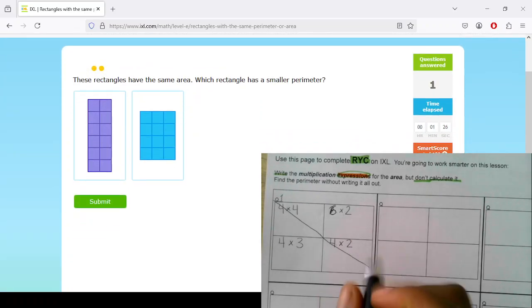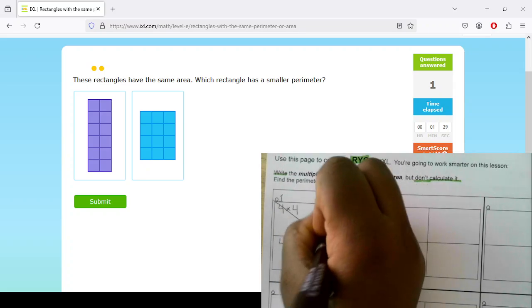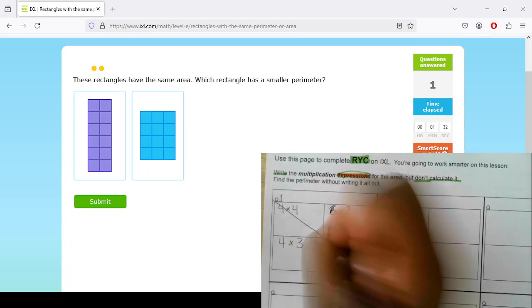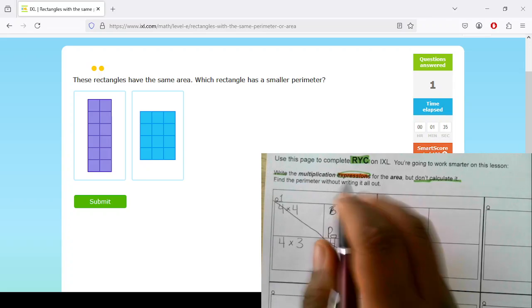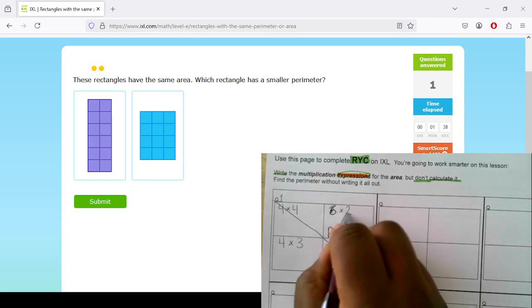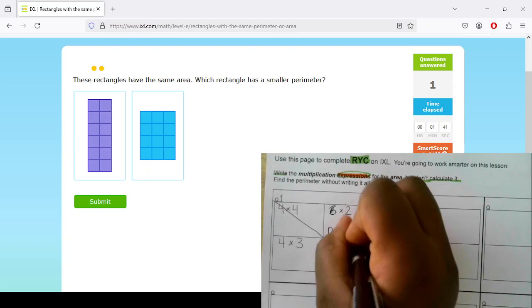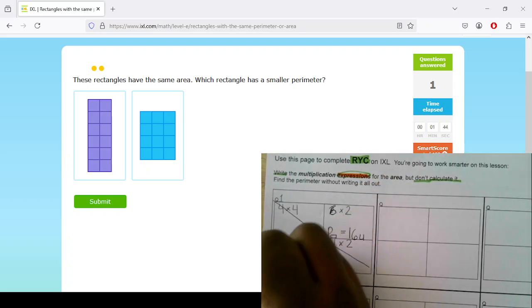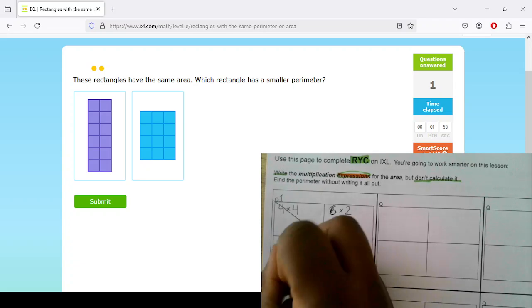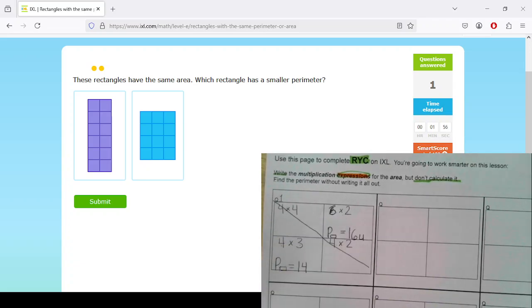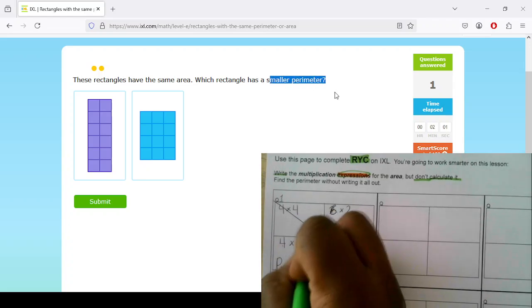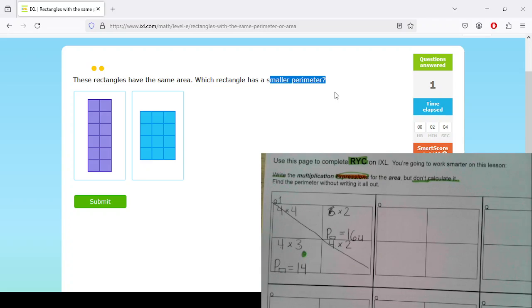Now, which rectangle has a smaller perimeter? So the perimeter of the 6x2 rectangle, I'm just going to count it up or add it up in my head. 6 plus 2 is 8. 8 plus 8 is 16. So this is 16 units. And then the perimeter of this 4x3 rectangle, 4 plus 3 is 7. 7 plus 7 is 14. So which rectangle has a smaller perimeter? And then I'm going to put a dot here on my answer, and make sure that I select the 4x3 on the screen because I've asked for the smaller perimeter.